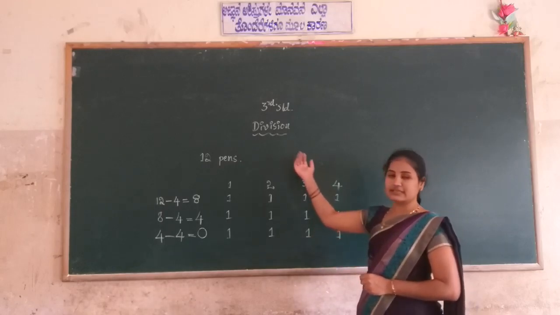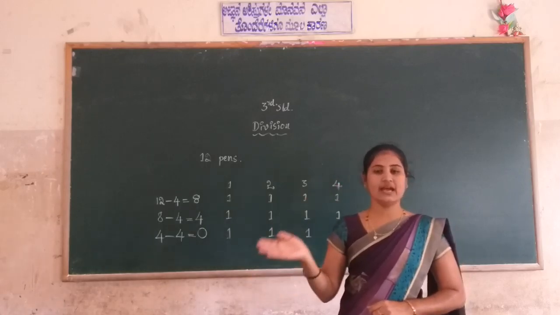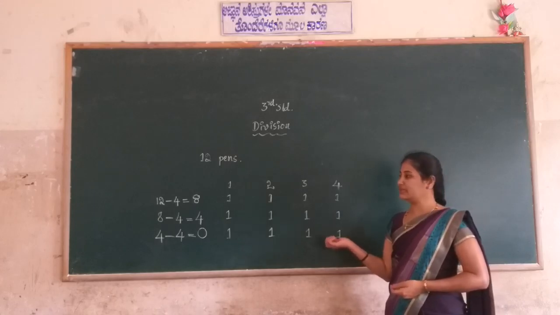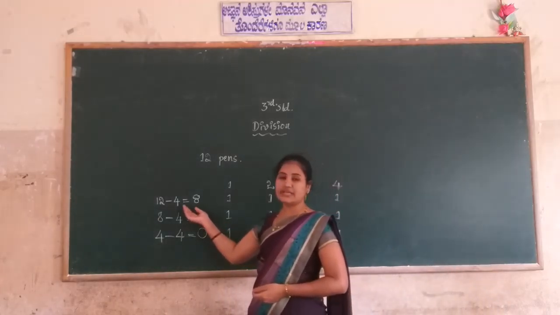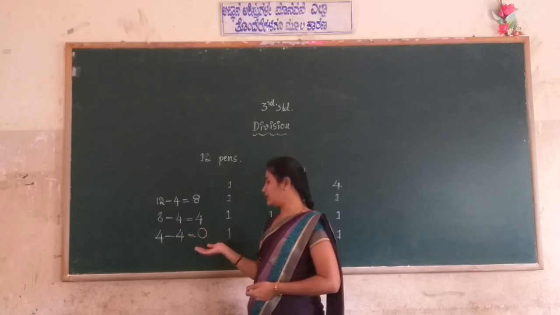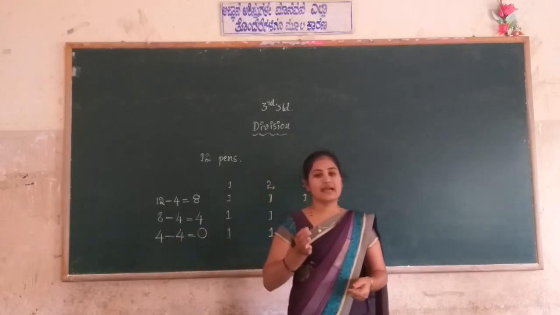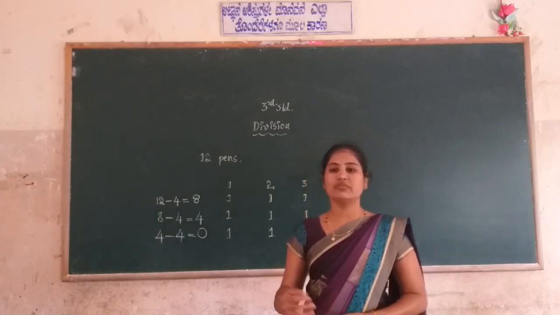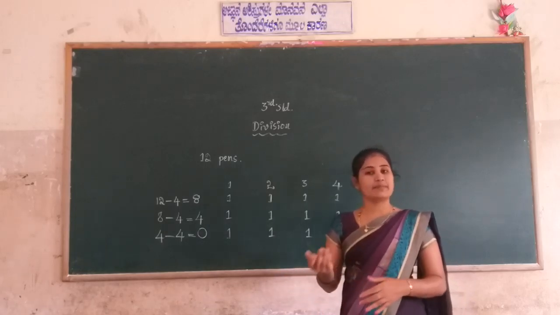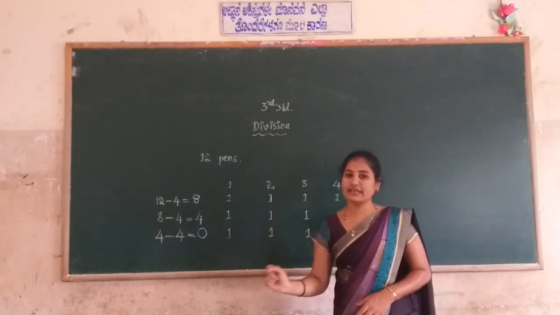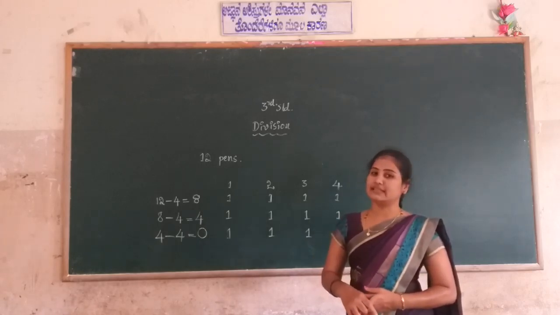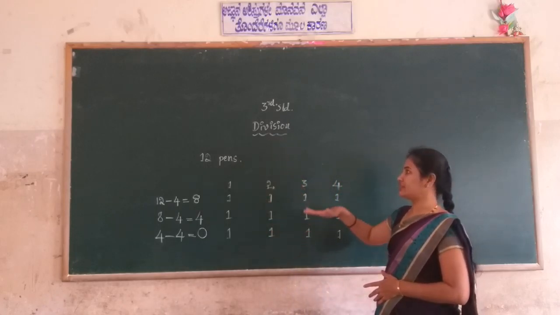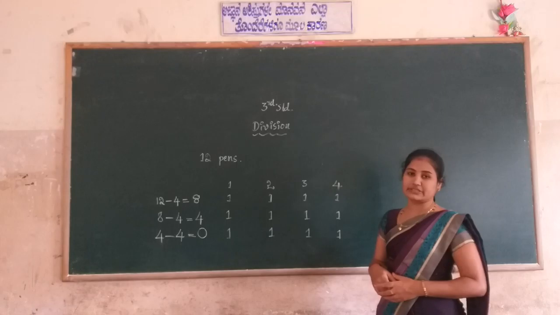We call the process of sharing or grouping equally a division. Another definition: the repeated subtraction of the same number we call division. This is the actual definition of division. The repeated subtraction of the same number, or the process of sharing or grouping equally, is called division. This is the concept of the definition of division by this activity.